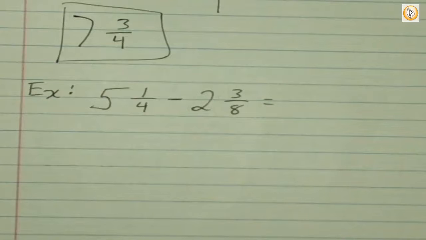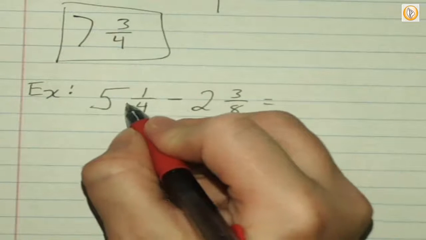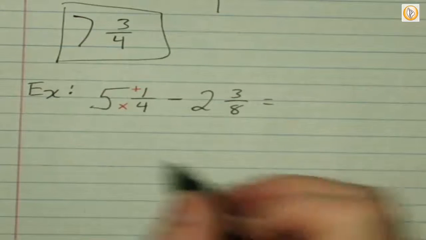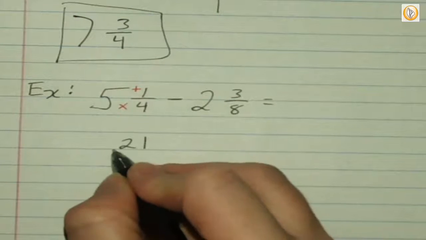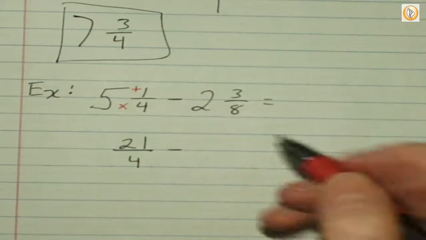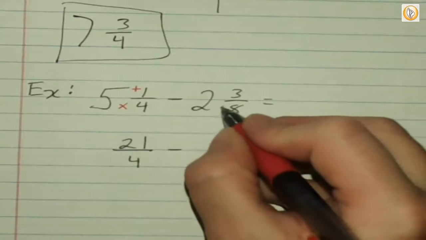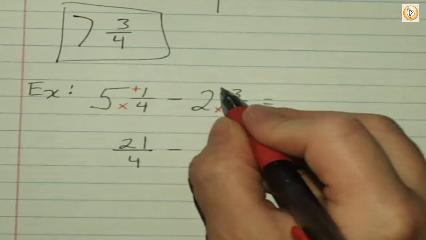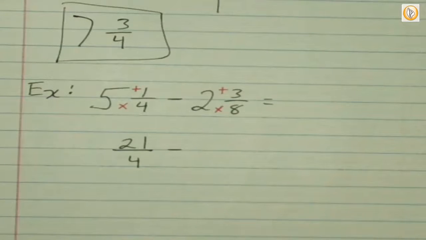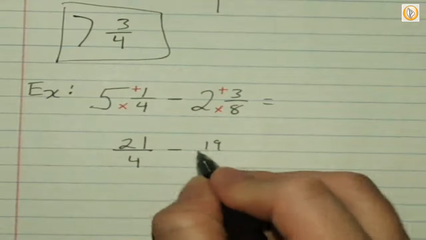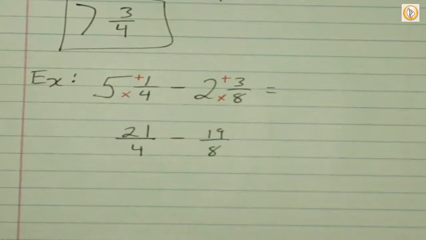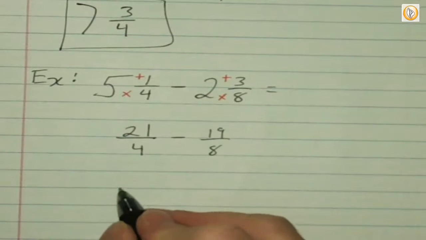Okay. So it goes with 5 times 4, which is 20, plus 1, which would equal 21. And then you would do 2 times 8, which would be 16, plus 3, which would be 19. Least common multiple, which would be 8.